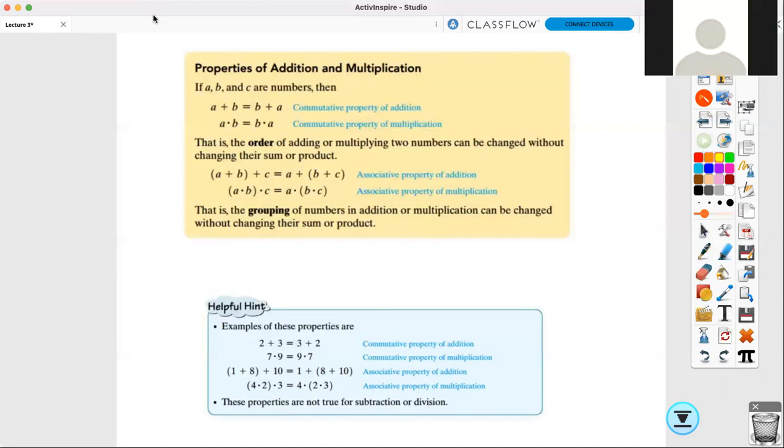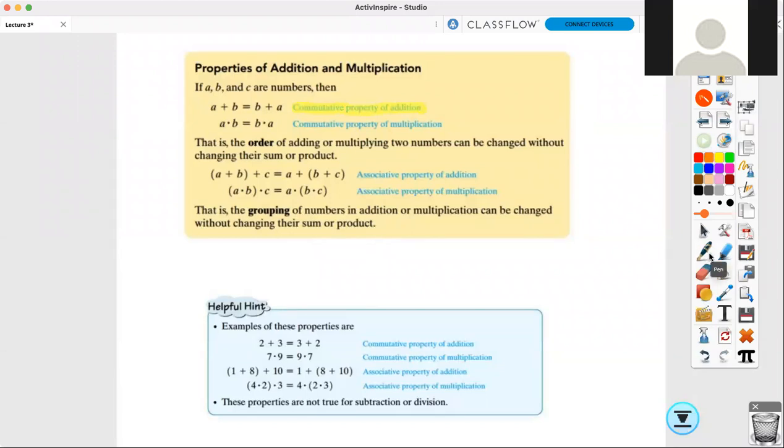All right, I know you guys are still writing, but I'm gonna go ahead and start reading over the properties to kind of highlight to you what they are. Just because I don't want you to be intimidated by the words that you'll be seeing in the textbook and your lessons, and I need you to build your comprehension. So these are properties of addition and multiplication. So let's look at the first one. If A, B, and C are numbers, then A plus B is equal to B plus A. That is called the commutative property of addition.